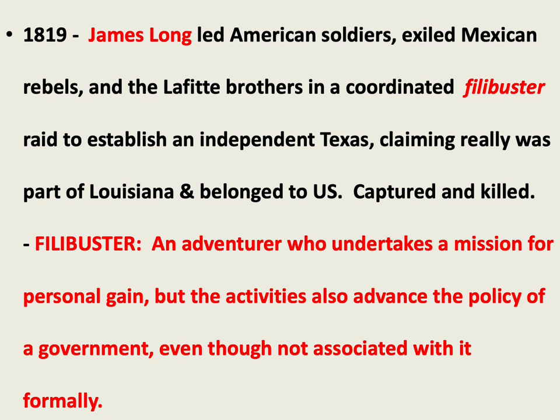So James Long viewed himself as advancing the interests of the United States, because if he had succeeded, then the area of Texas would then belong to the United States. The United States in Washington knew what he wanted to do. They kind of said, well, that'd be nice if he succeeds, but they did not support him. And he was there also for personal gain.